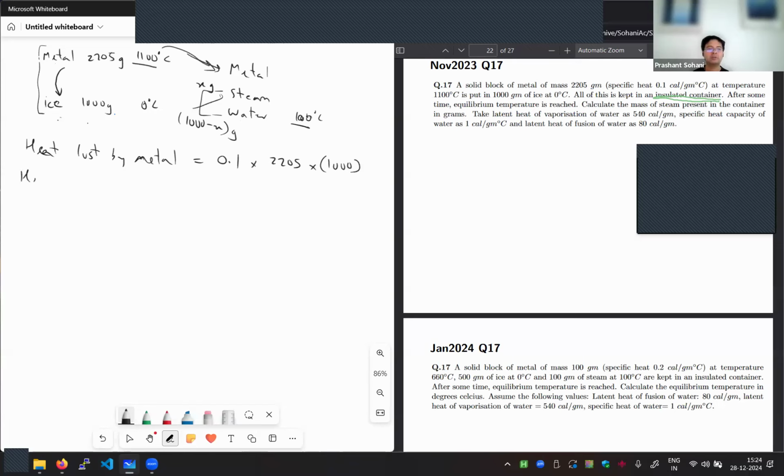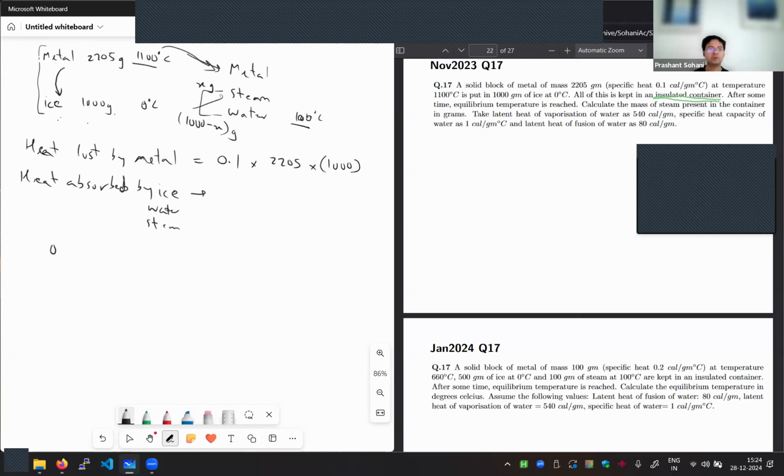And now that has to be equal to the heat absorbed by the ice. Okay, so or ice slash water slash steam, whatever that combination is there, right? So now how do we calculate that? First, let us see how much energy it required for the ice to become fully water.